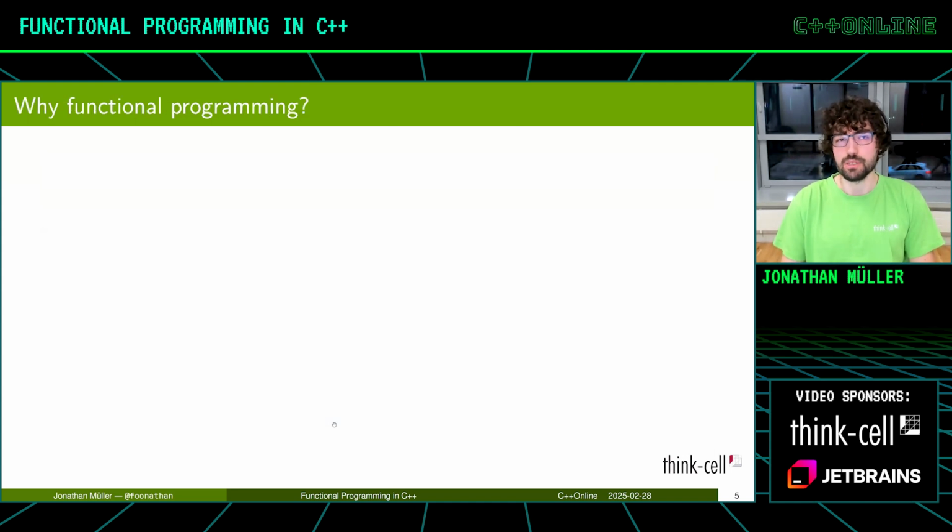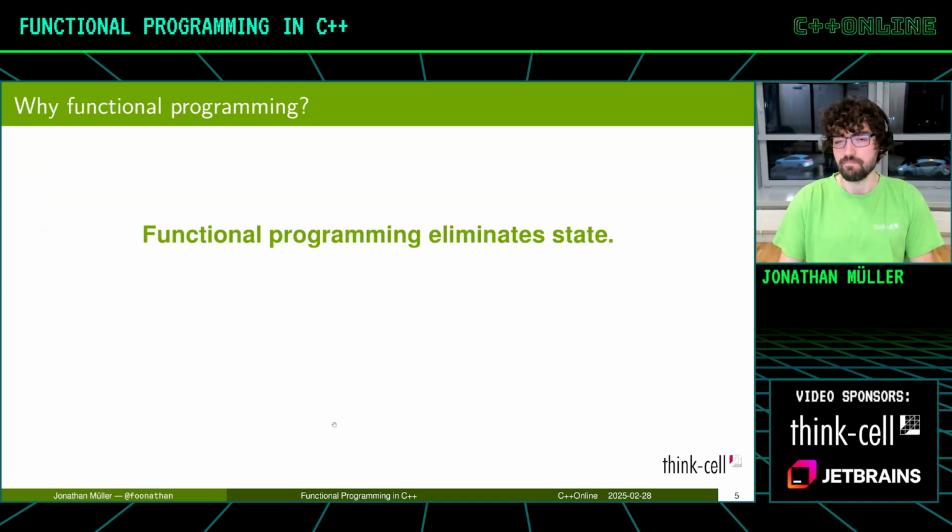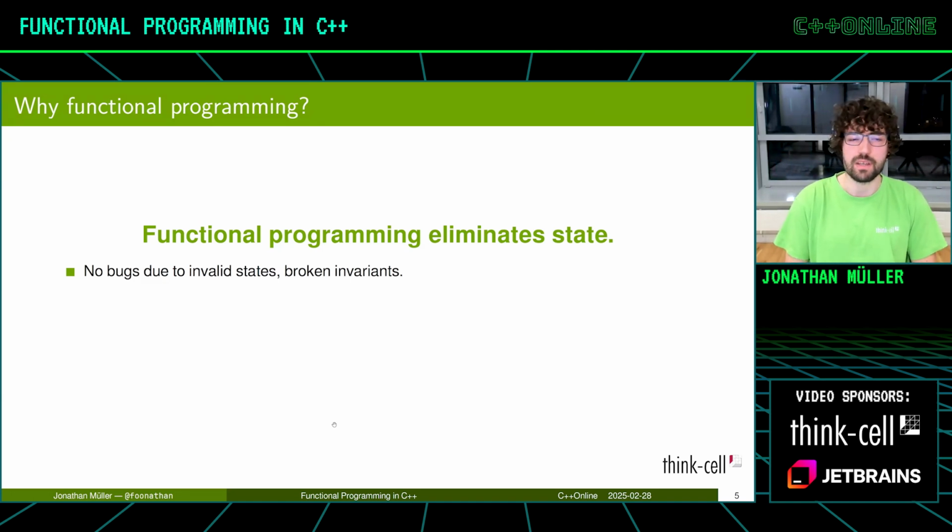Now, why should you use functional programming? Functional programming is really nice because it eliminates state. And state is really annoying, because mutable state, where you store some values, is where all the bugs are, right? What if the state is invalid? What if there is some invariant? You've got multiple variables, and one always has to be a multiple of the other or something. And while updating them, you've broken the invariant, and you've got a bug because of that. It's just messy to deal with. And if you don't have state, you don't have any bugs due to invalid states.